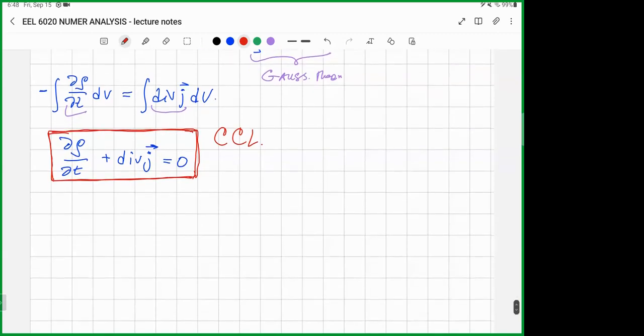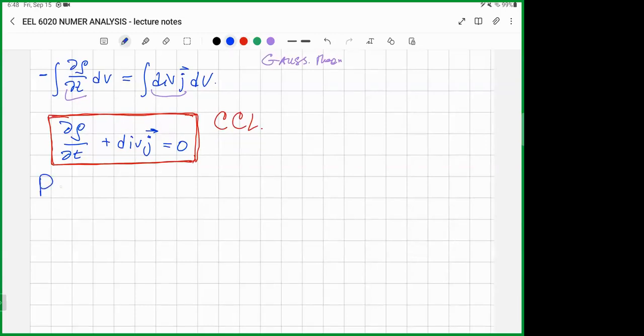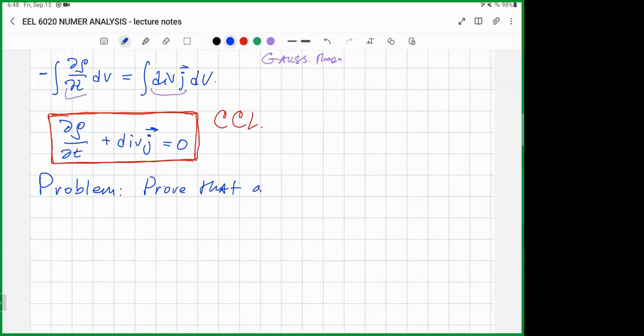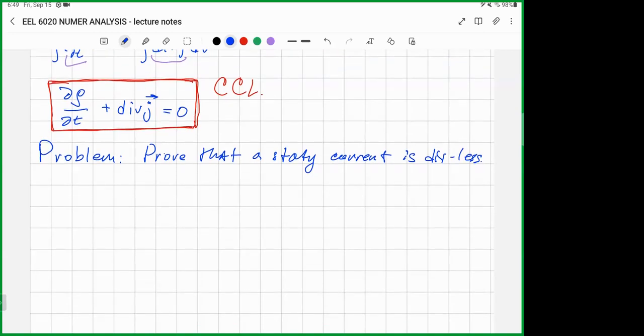Okay, so let us consider a quick problem for this part. Let's prove that a steady state current is divergence-less. Prove that a steady current is divergence-less, meaning zero divergence. We already know this; we derived the charge conservation law here.